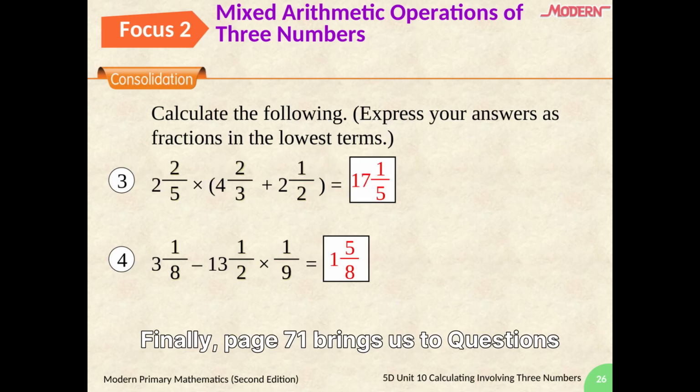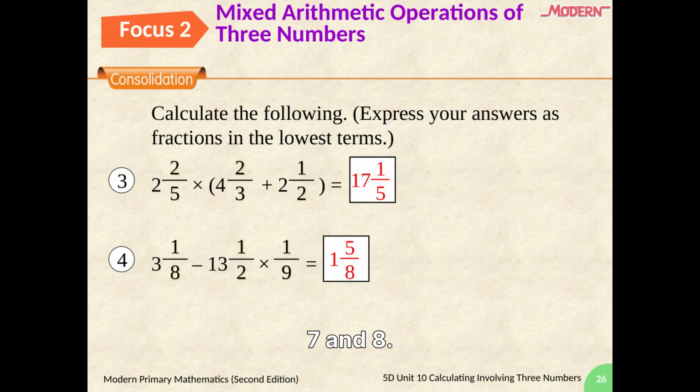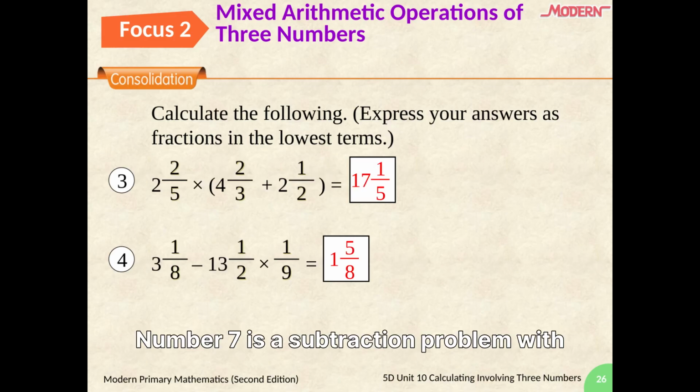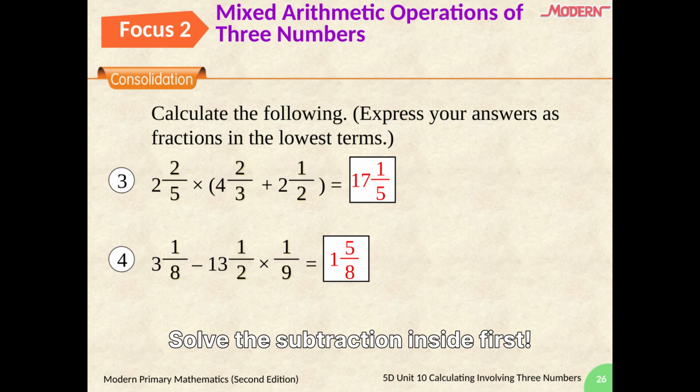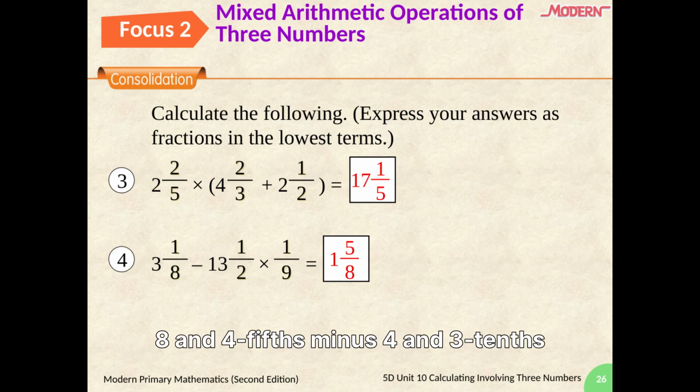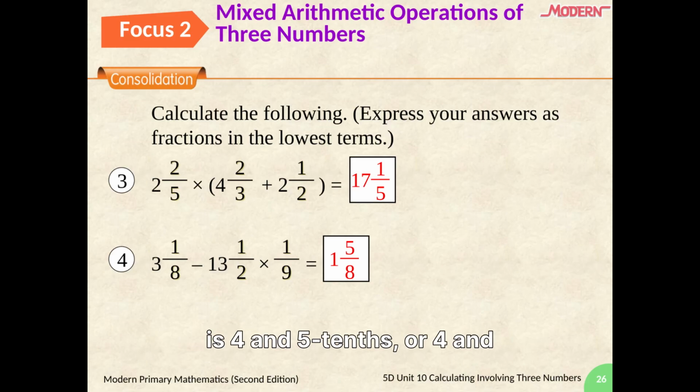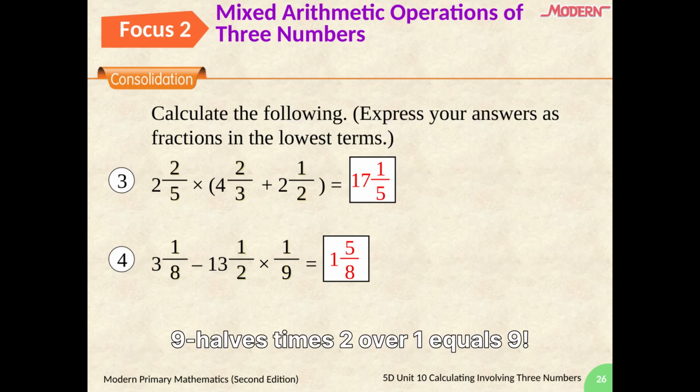Finally, page 71 brings us to questions 7 and 8. Number 7 is a subtraction problem with a bracketed division. Solve the subtraction inside first. 8 and 4/5 minus 4 and 3/10 is 4 and 5/10, or 4 1/2. Now divide by 1/2. 9/2 times 2 over 1 equals 9, a whole number.